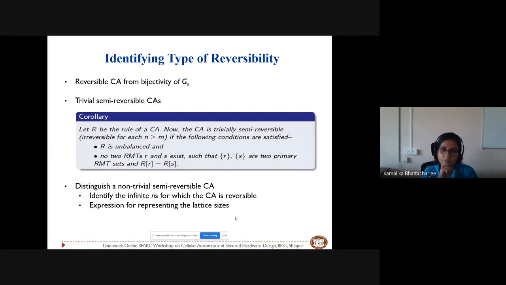But the problem here will be how to distinguish a non-trivially semi-reversible CA from a reversible CA. For reversible CA also we are going to have an infinite set of n's for which it is reversible, and for semi-reversible CA also we are going to have an infinite set of n's. So we have to identify those infinite n's for which it is reversible. There will obviously be some kind of expression which will represent those lattice sizes. So this is our target.